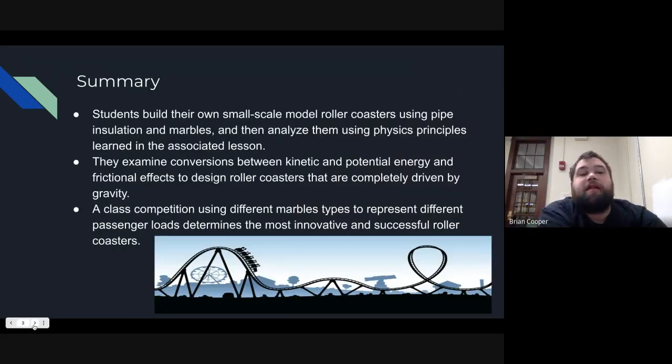So here's a summary of the lesson. Students build their own small-scale model roller coasters using pipe insulation and marbles, and then analyze them using physics principles learned in the associated lesson. They examine conversions between kinetic and potential energy and frictional effects to design roller coasters that are completely driven by gravity. A class competition using different marble types to represent different passenger loads determines the most innovative and successful roller coasters.